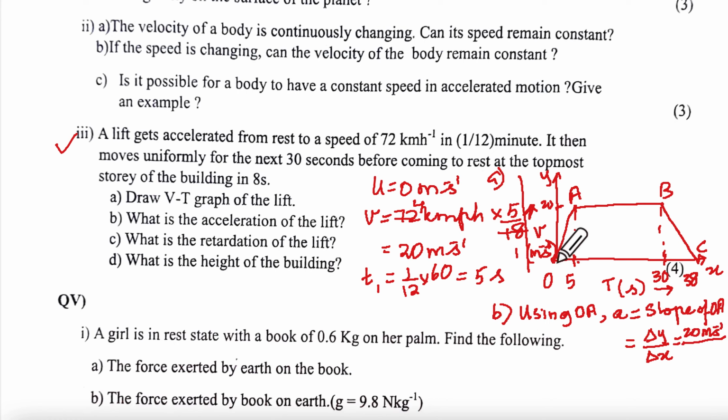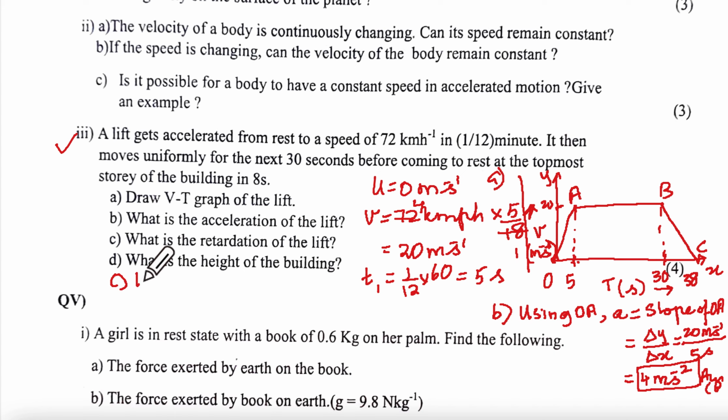And how much is this from here to here? 5 seconds. So that is coming out to be how much? 4 meter per second square. Did it make sense to you? This is your answer B. You're with me?